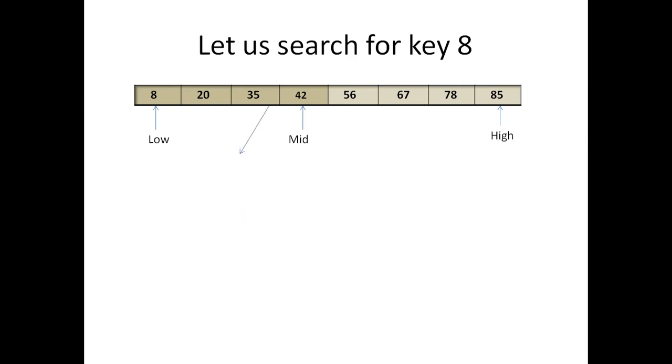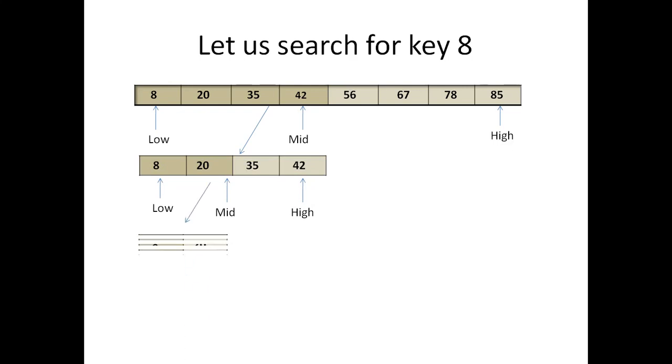Now, low is 8, mid is 20, high is 42. Again, key is less than mid. So, we need to consider the first half. We have 8 and 20. Now, low is equal to mid is equal to key. Thus, we find the position of the key. That is the first position.